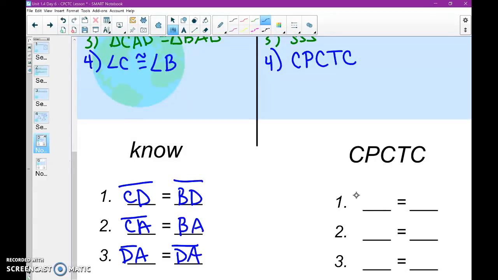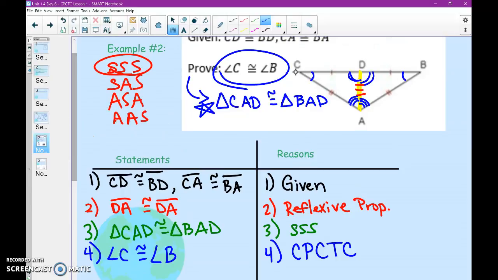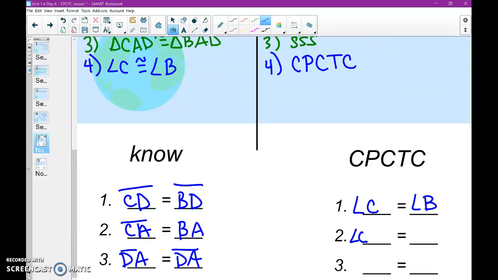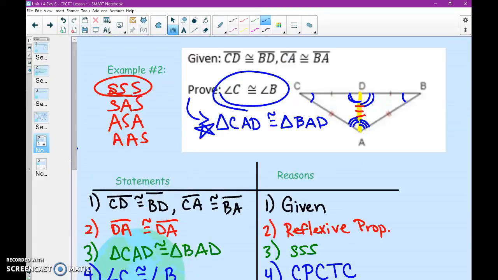Because of CPCTC, not only do we know angle C is congruent to angle B, we also know that angle CAD, so this little corner right here, has to be congruent to BAD, the matching spot on the other side. So angle CAD is congruent to BAD. And then the other one as well, this one at point D over here, CDA and BDA are also congruent.